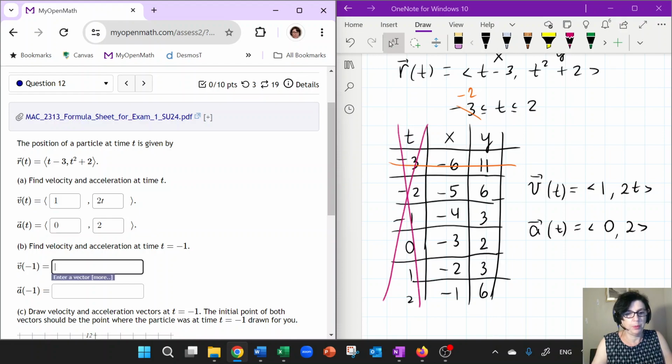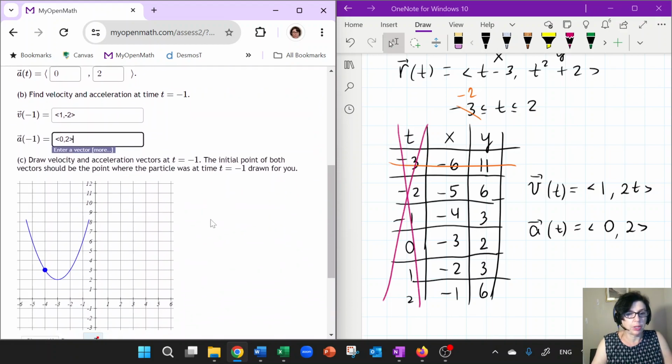Next, I want to compute the same thing, but I want to compute it at t equals -1. So this should be 1, -2. I'm just plugging it into the t. And acceleration does not depend on t, so that's just 0, 2. Okay, so next what I need to do is draw the velocity and acceleration vectors on the graph.